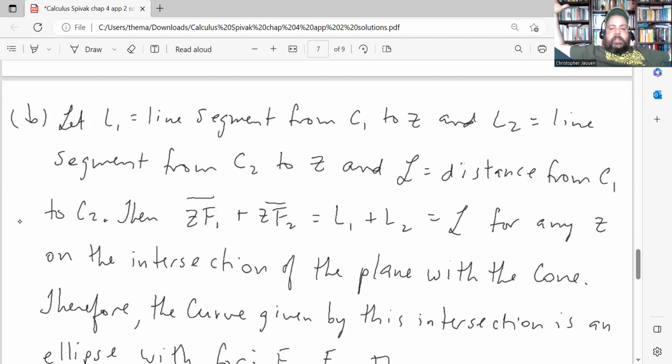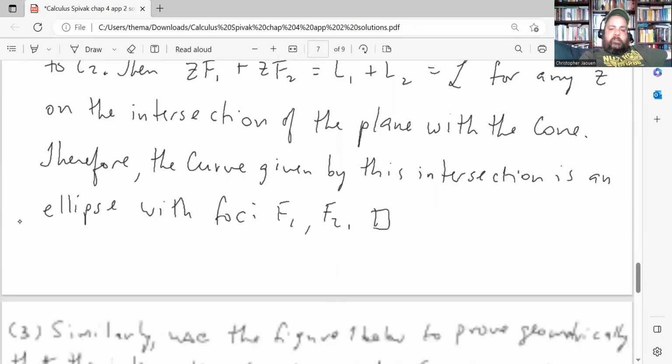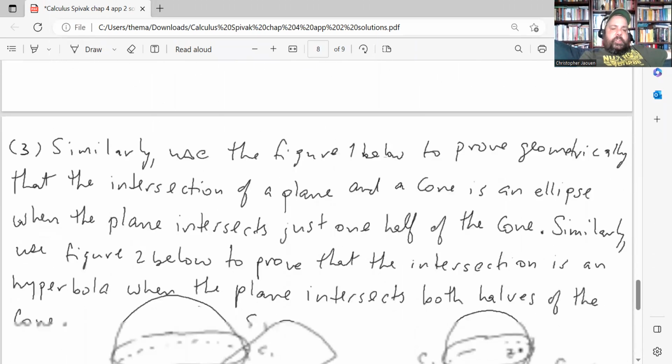So since that sum is always constant, no matter what the point Z is on the curve of intersection, then by definition that gives you an ellipse with the foci F1 and F2, and that's it. That's the proof. Okay, so that's question 2.